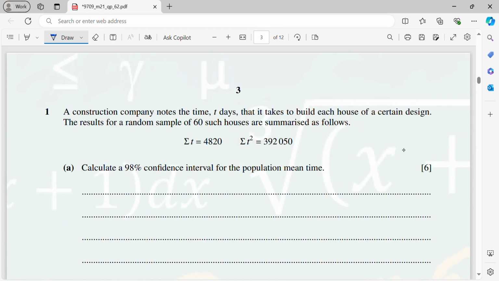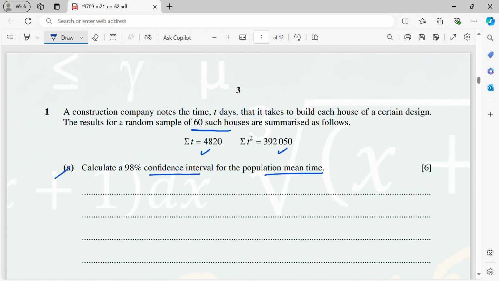For question number 1, a construction company notes the time T days that it takes to build each house of a certain design. The results of a random sample of 60 such houses are summarized as follows. You are given summation T and summation T squared values. Now A, calculate a 98% confidence interval for the population mean time.